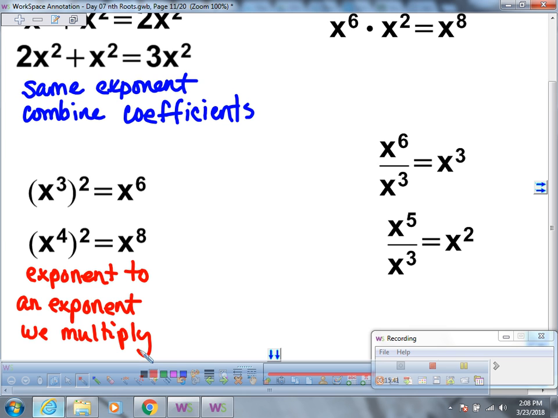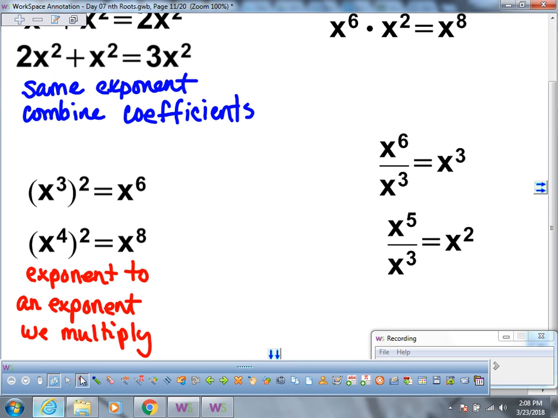If you ever forget this, you just have to expand it, which leads us to the next rule. If I were to expand this, I have x to the 4th 2 times, which is 8 of them, right?